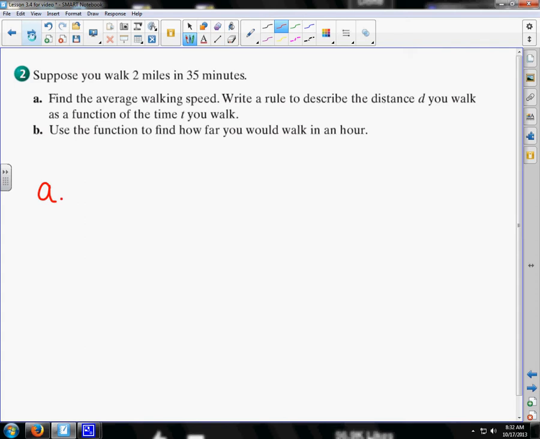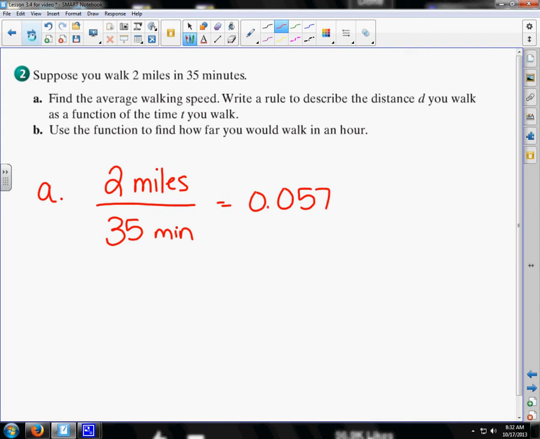Alright, so for A, I'm going to find my average walking speed. So 2 miles divided by 35 minutes. So then I do 2 divided by 35 and I get 0.057 miles per minute. Write a rule to describe the distance you walk as a function to the time. Distance equals rate times time. That is just a given. Everybody should know that formula by now.